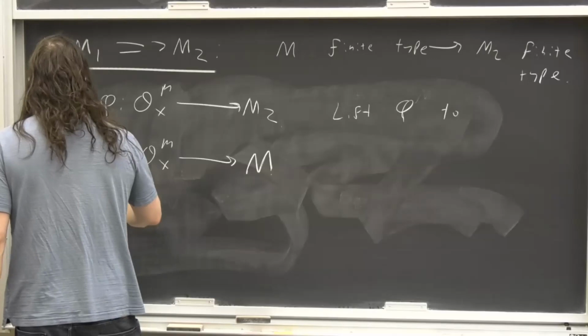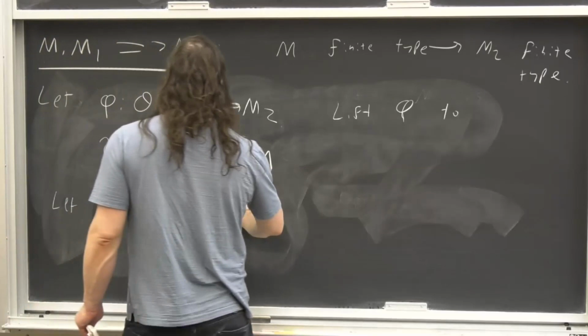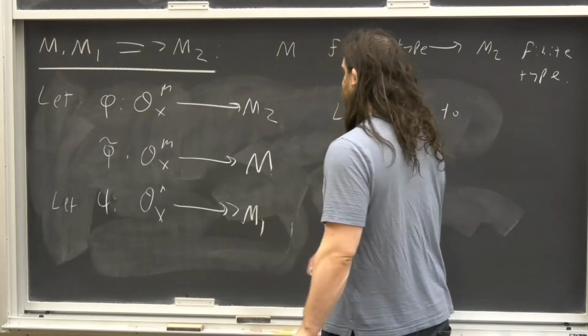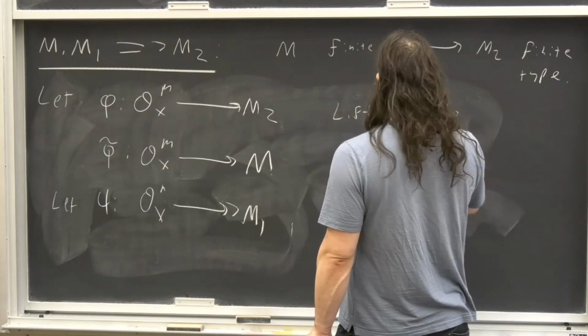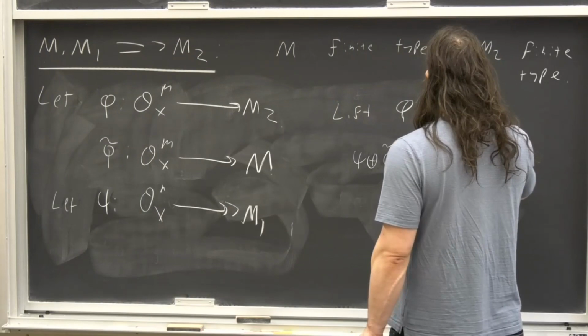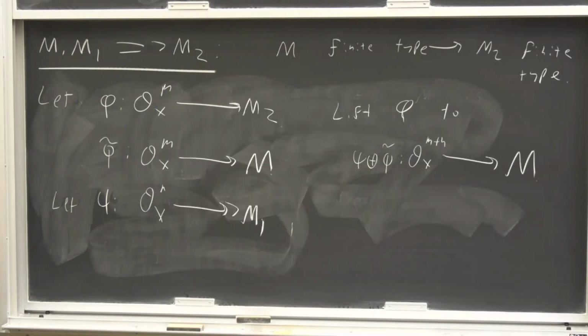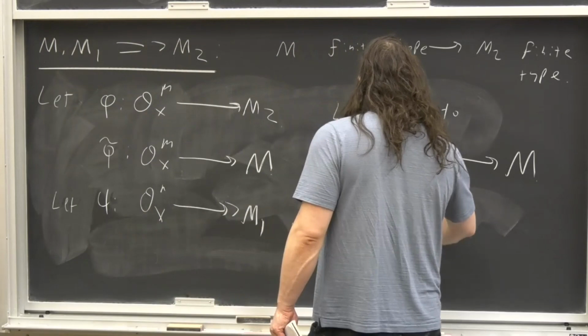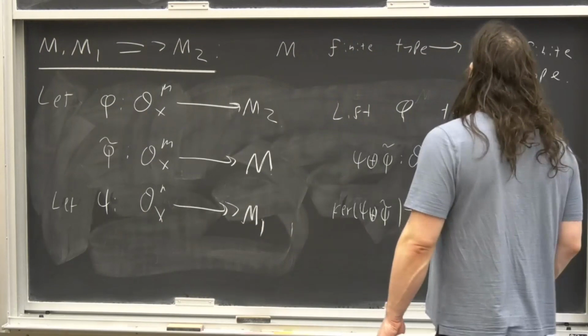Now we let C be a surjection from O_X to the N to M1, which we can do because M1 is finite type. And that gives us a map C direct sum phi tilde, from O_X to the M plus N to M, just by combining these two together. And now the cool observation is the kernel of this map surjects onto the kernel of phi.